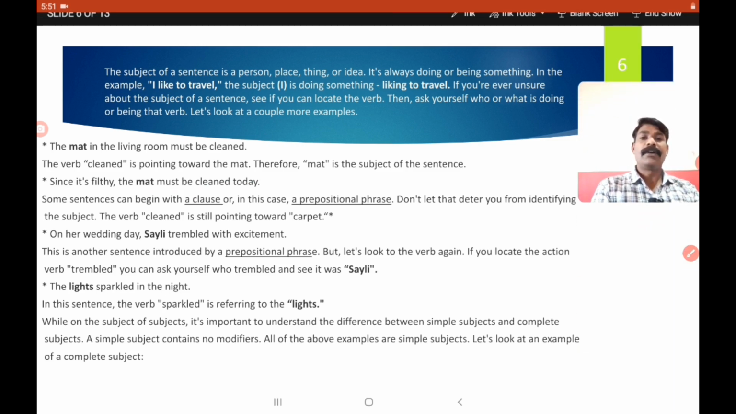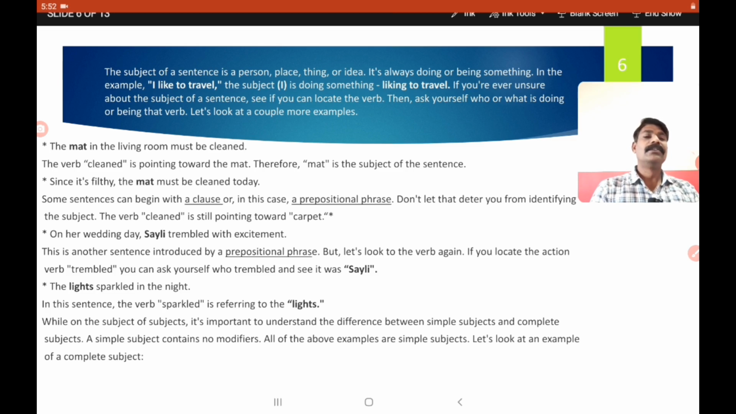While on the subject of subject, it's important to understand the difference between the simple subject and the complete subject. A simple subject contains no modifier. All the above examples are simple subjects. Let's look at an example of a complex subject. Now, I think the idea is much clearer to you, how to find the location of the subject. If we ask the question with who and what to the verb, then definitely you can find which is the subject in the sentence. So it becomes very clear.